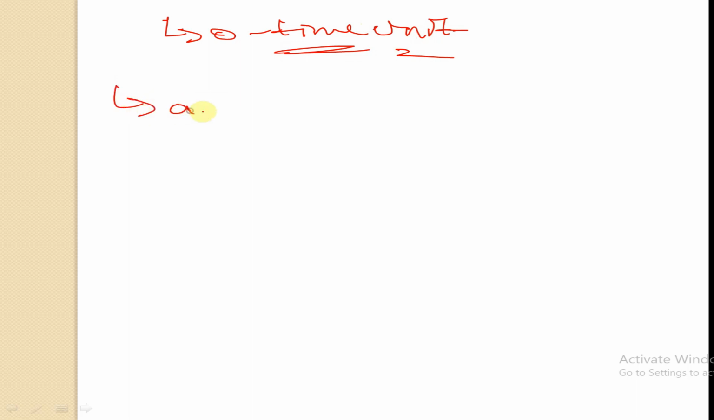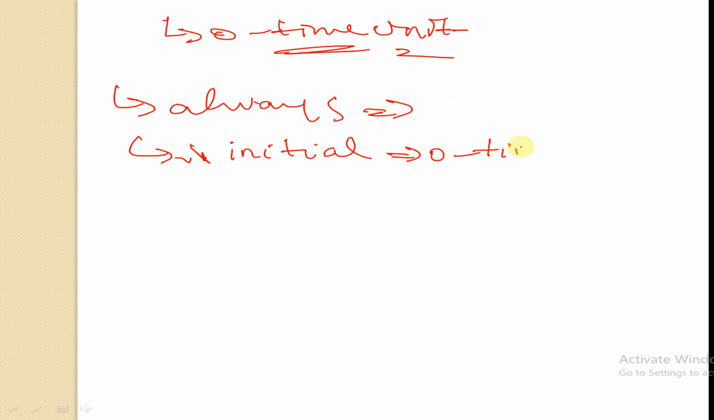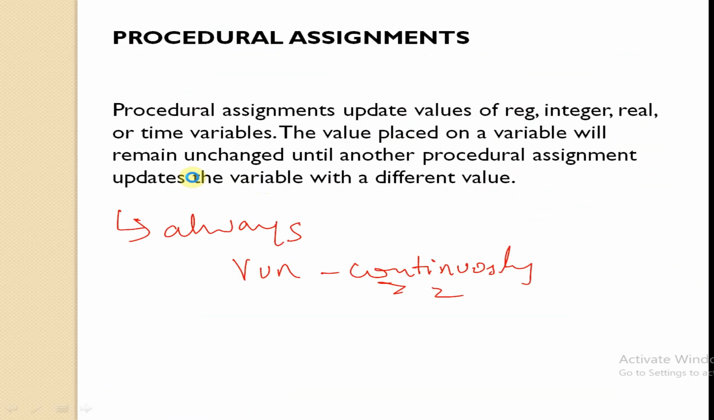So this always block will start at 0 time units and it will run for the entire simulation. So this is the always block. And coming to the initial block, it will start at 0 time units and it will run only one time. So this is the initial block and always block.